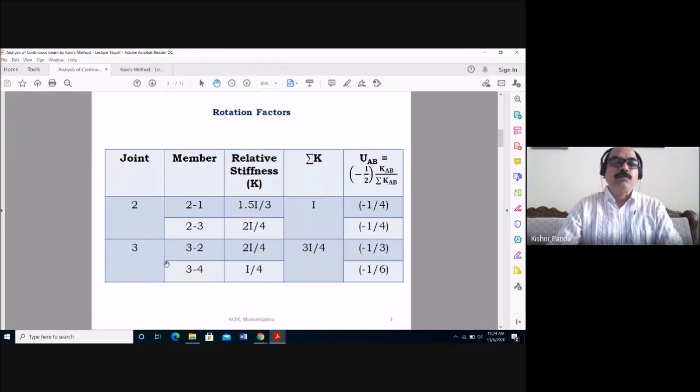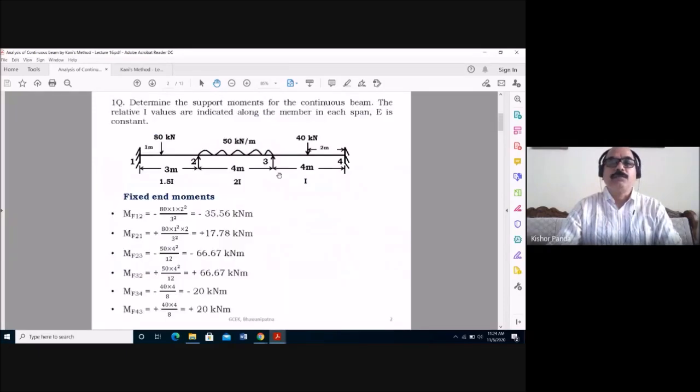Then coming to joint 3. At joint 3, there are two members.